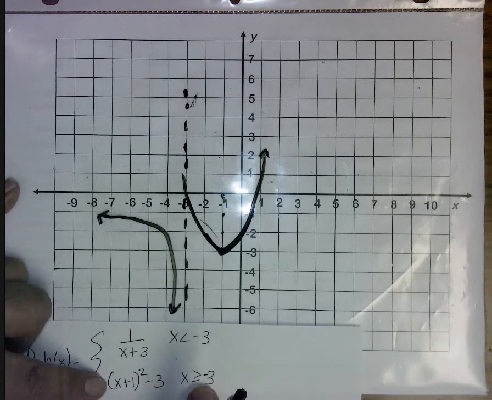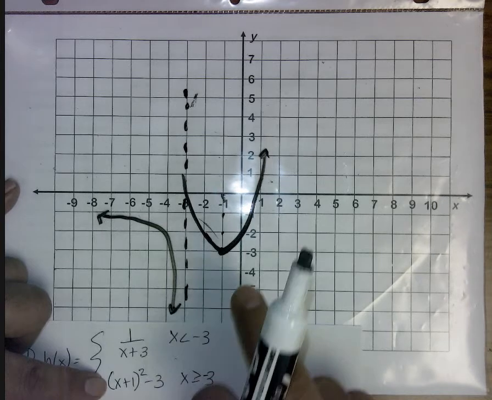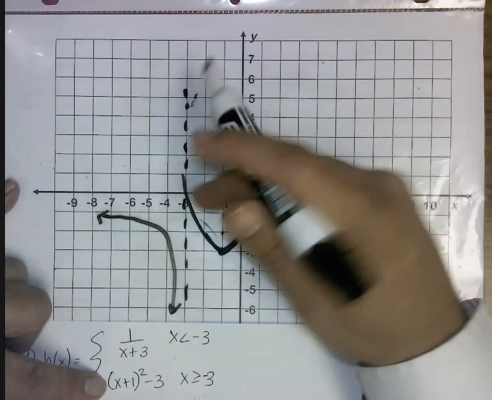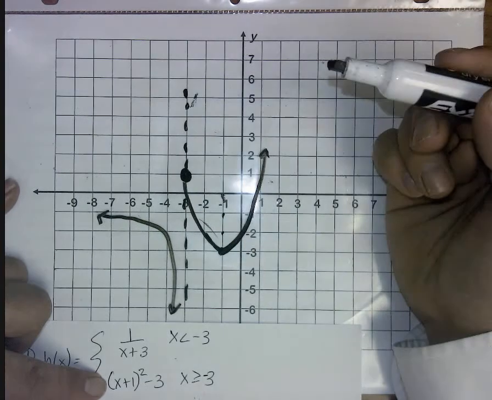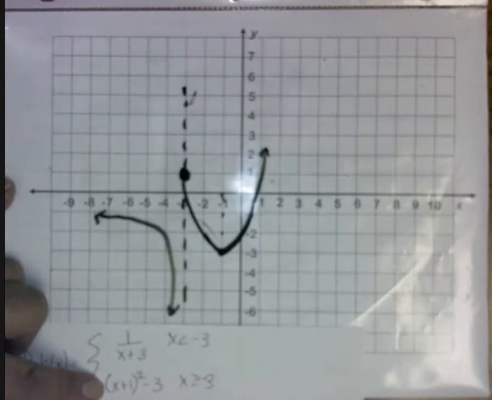So if I plug in negative 3 in here, I'm going to get negative 3 plus 1, which is negative 2, squared, which is 4, minus 3, which is positive 1. So actually, yeah, that looks about right. This is going to be right here at this point right there. And that's it. That would be the graph.